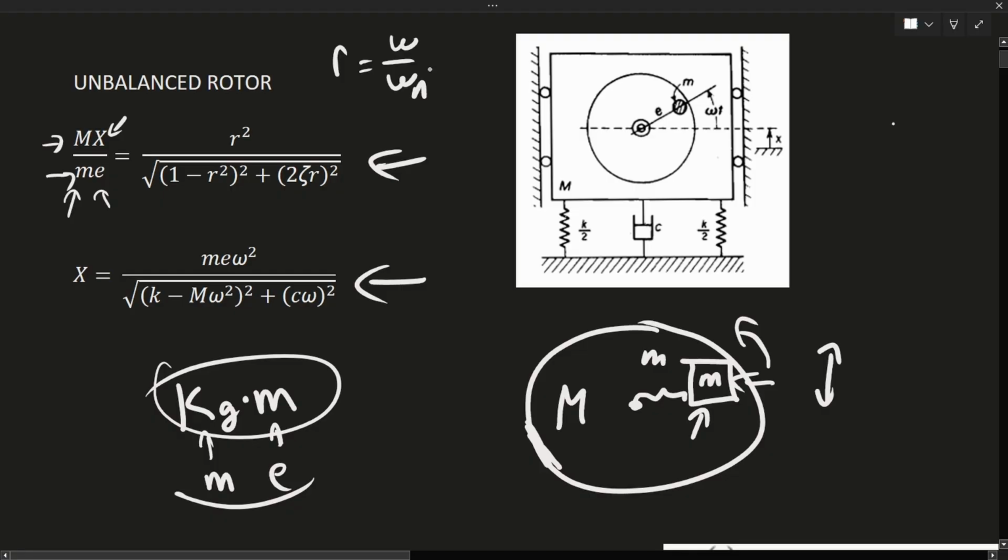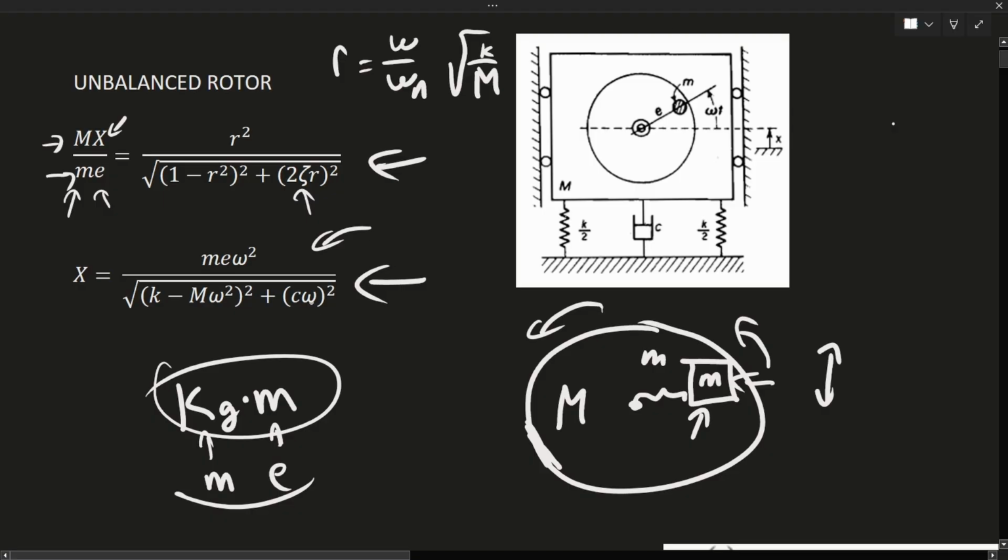R is the ratio between the frequency of how fast this disk is moving divided by the natural frequency of the system, which is square root of k divided by big M. And that's just your damping ratio. Sometimes they use this equation as well. It basically means the same thing.